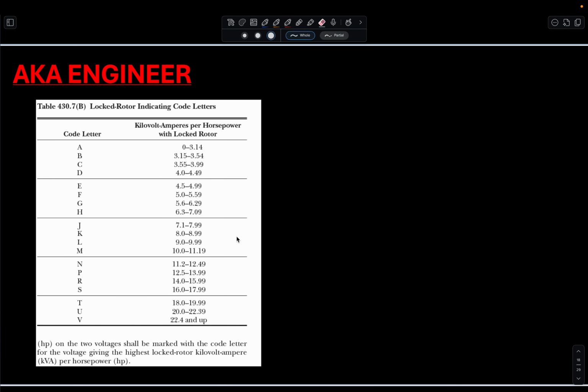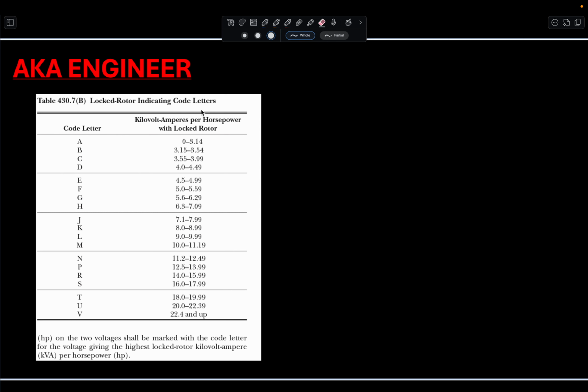One of the first tables you want to familiarize yourself with is Table 430.7(B), which is the locked rotor indicating code letters. Based on how the motor is rated, by the code letter, you can calculate the total kilovolt-ampere, kVA, per horsepower. The best takeaway here, and please don't make the mistake that I make all the time, is to make sure you read and understand what the table stands for.